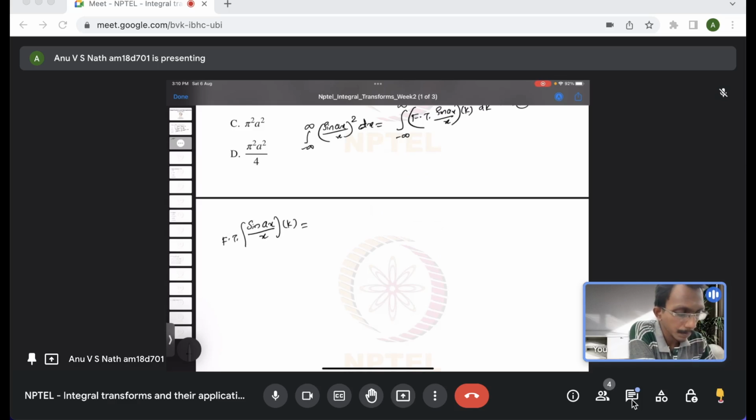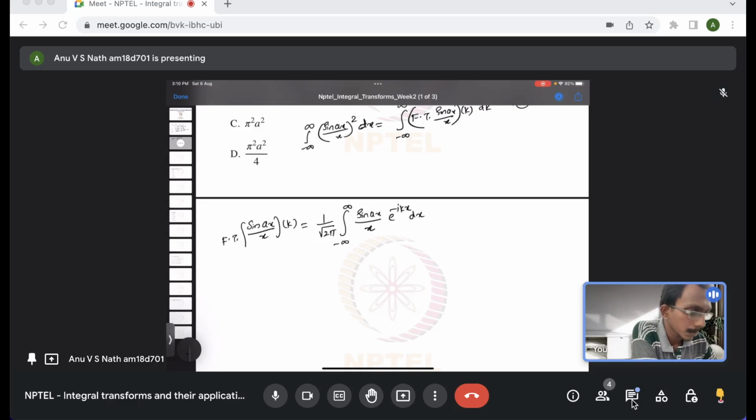By definition, it's the square root of 1 by 2 pi, times the integral from minus infinity to plus infinity of the function sin ax divided by x, then e raised to minus ikx dx.